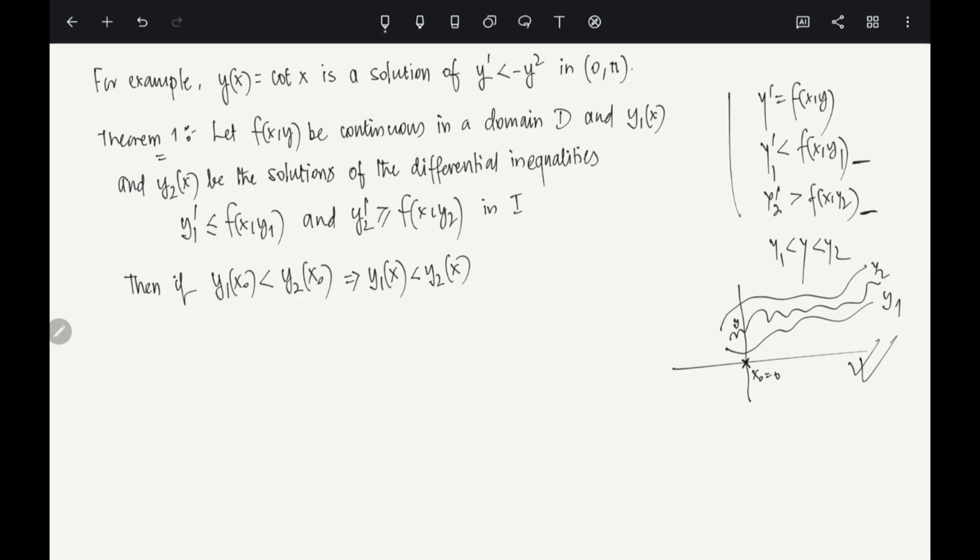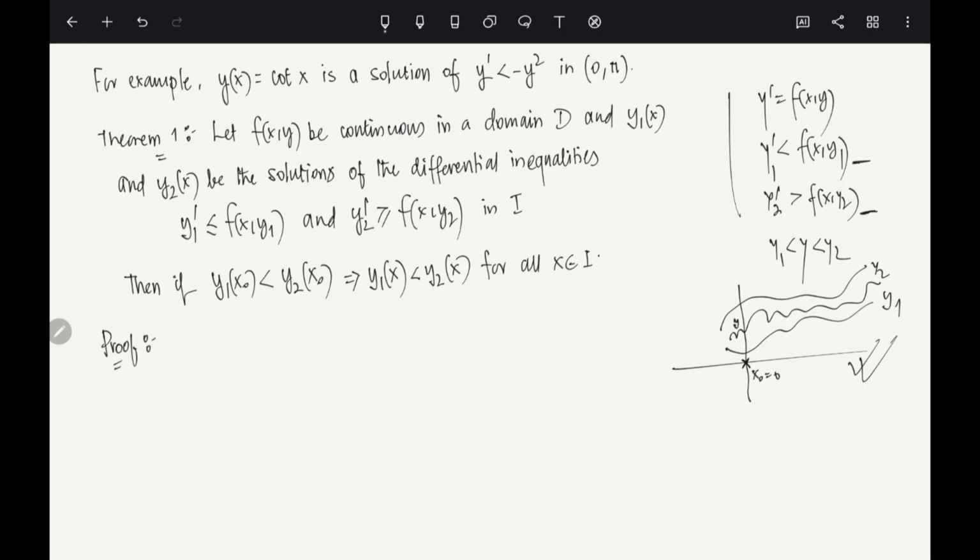So basically what we are saying is this: if you have two relations such that y1 prime is less than f and y2 prime is greater than f, and if y1 is below y2 initially, then y1 is always below y2 for all time, so for all x in I. I hope this is clear. So what I am saying is, if y1 and y2 both satisfy the inequalities and y1 starts below y2, then y1 stays below y2 for all x. Clear? So what is the proof? Let's look at the proof.